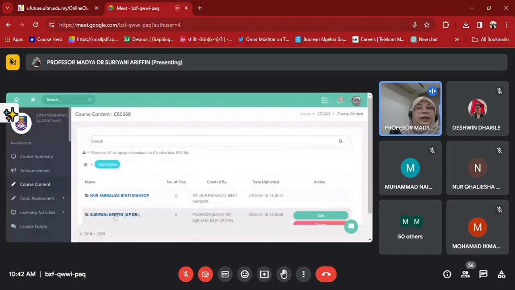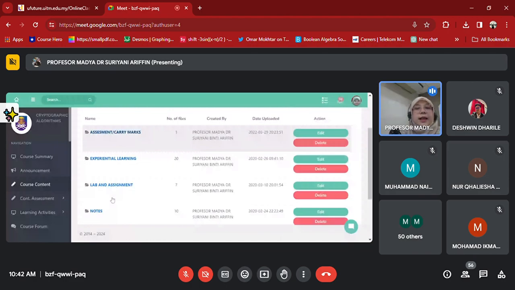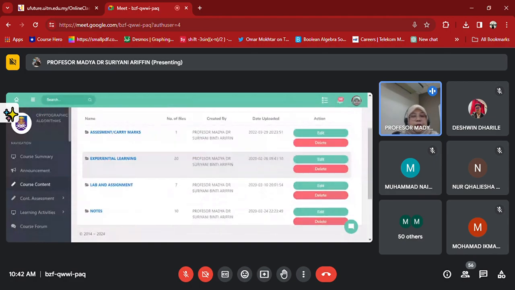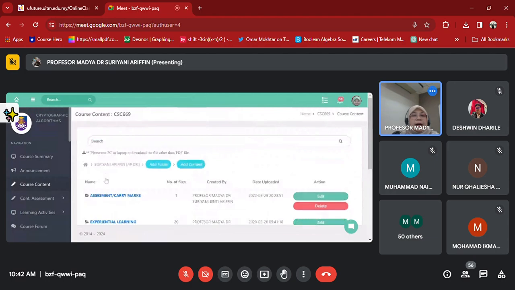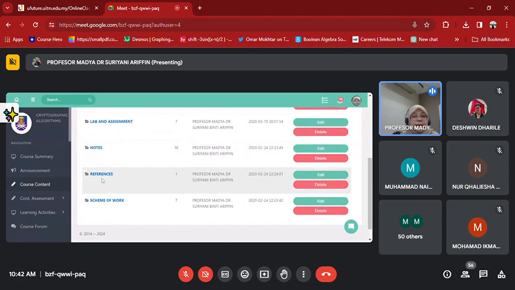Under my name here, Suryani Arifin, you can go to the Savers folder. Inside the Future, we have assignments, carry marks, experiential learning, lab and assignments, notes, and also reference and scheme of work. You can access your scheme of work and then pick the number 20242, which means this semester, March 2024. Don't pick the others. If you pick others, there will be other dates.